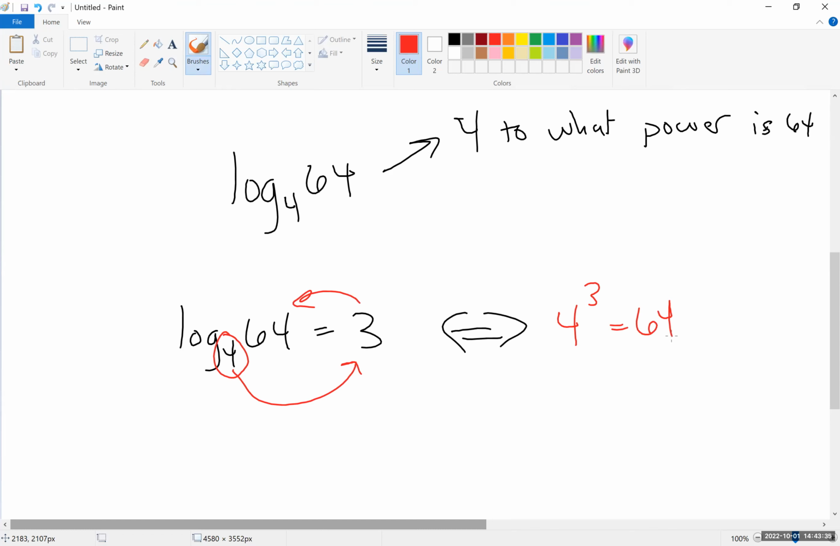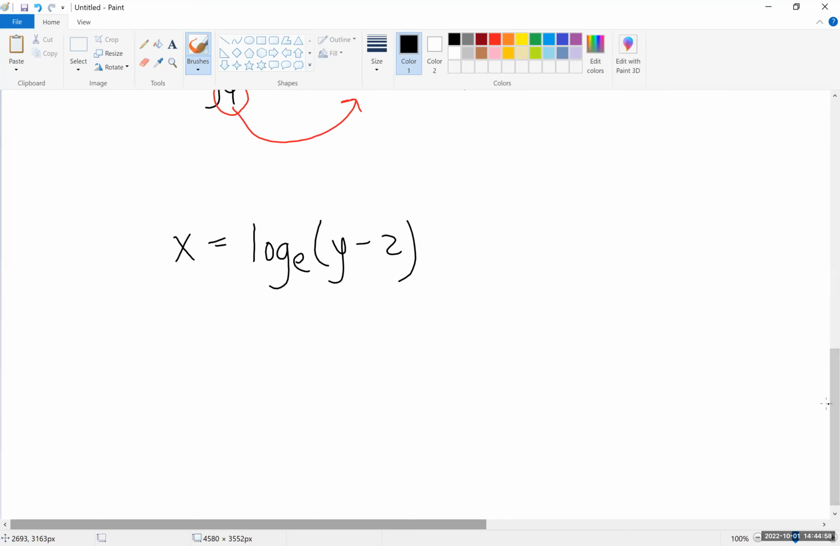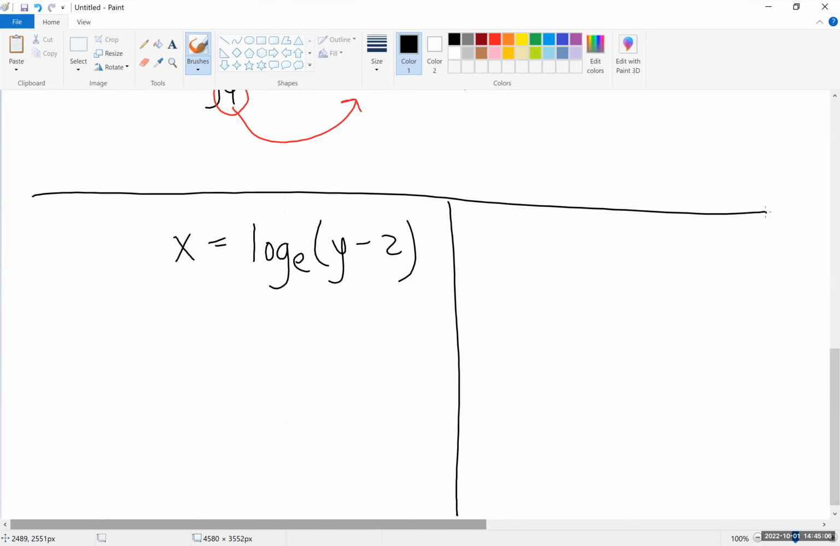All right, I'm actually going to pause here. Time. So when we had the problem x equals the log base e of y minus 2, now, it's not a division problem. What we're going to do is pretend that the problem was x equals y minus 2 divided by 3.